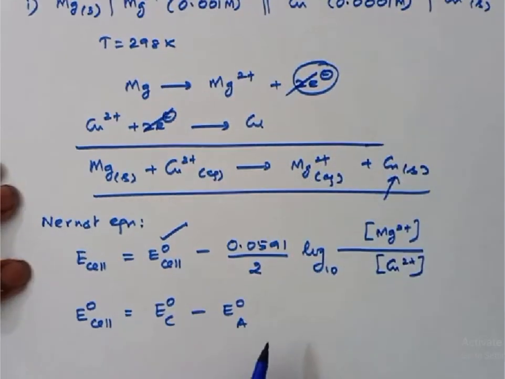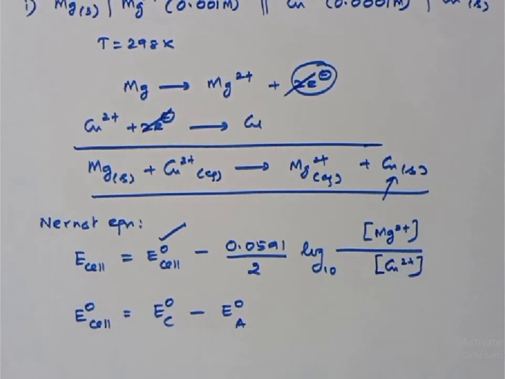The SRP values will be given in the examination, but here in the book the values are not given in the question, so I'll just take the values from the table. For copper 2 plus becoming copper, the reduction potential is plus 0.34 volt.